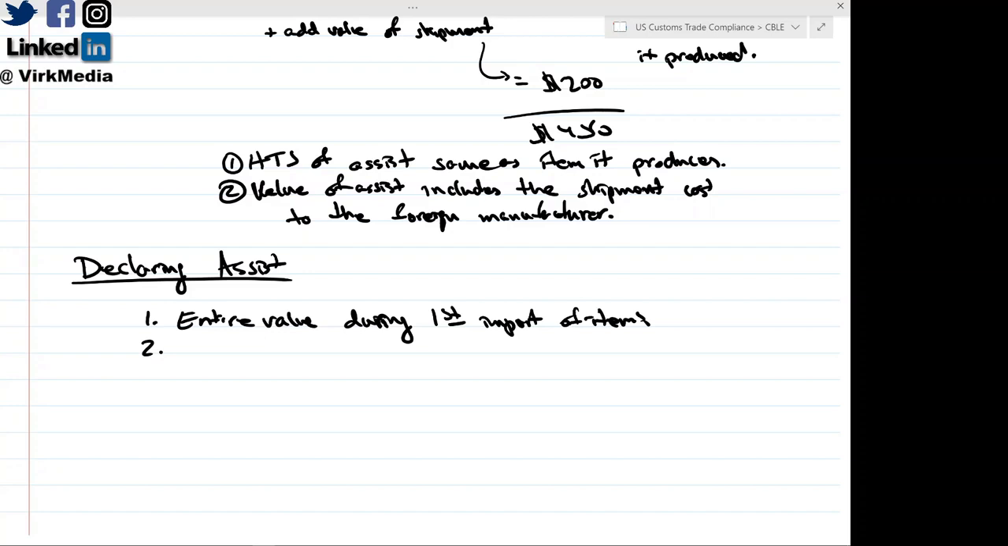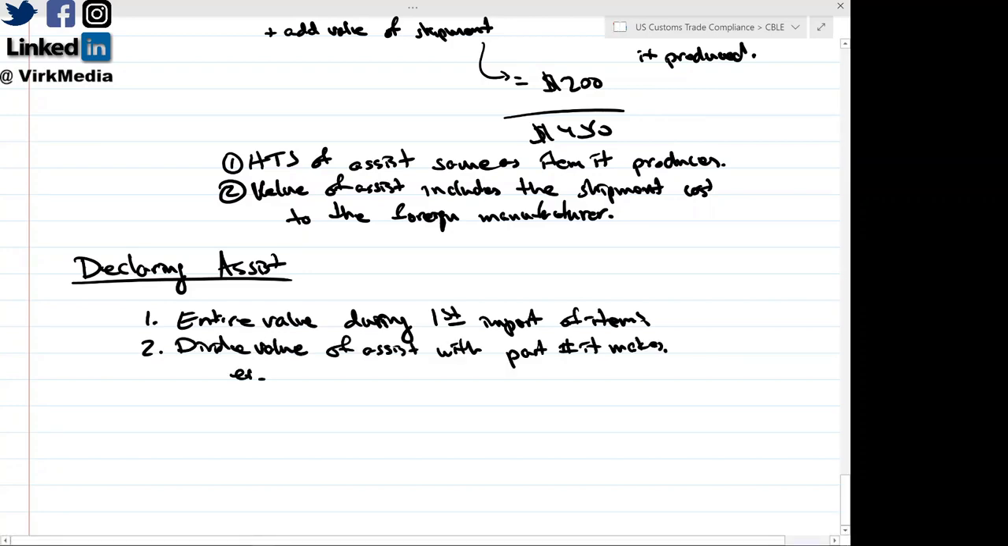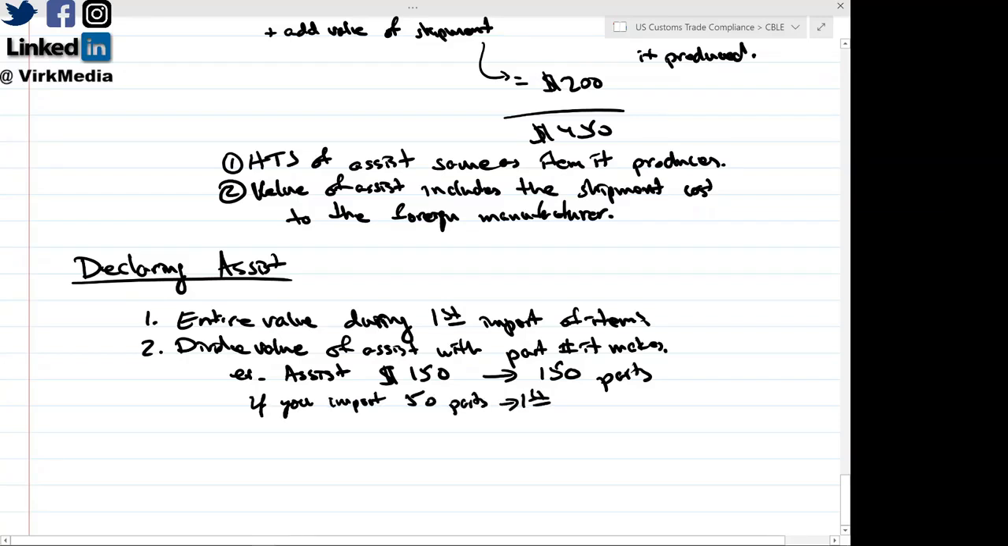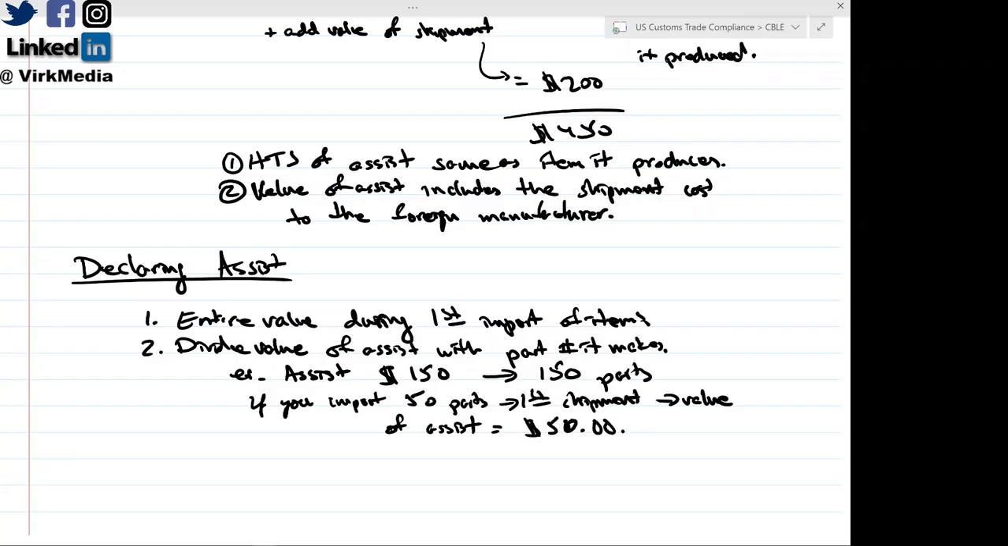The second way of declaring an assist is you can divide up the value of the assist between the number of parts it makes. So for example, let's say the assist is $150, right? And it will make 150 parts. In this case, if you import 50 parts for first shipment, value of assist will be $50 as well. These are the two main ones that you need to know for the exam. There are two more, but I don't think that's something you have to worry about.